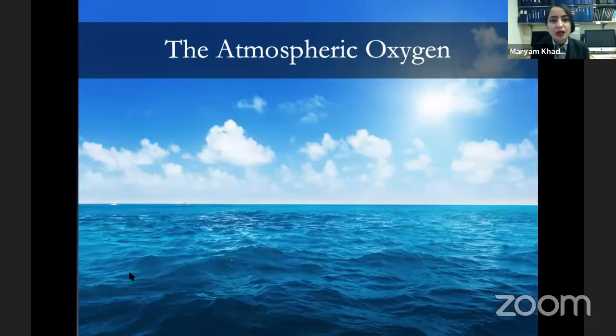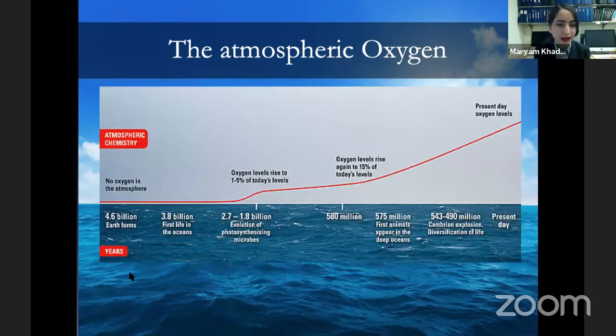I'll start with the atmospheric oxygen. Atmospheric oxygen was not 20% throughout the history of the Earth. What we know at this point is that after the Earth was formed somehow, and the first life started, again somehow, in the oceans, life started in a world that was devoid of oxygen.